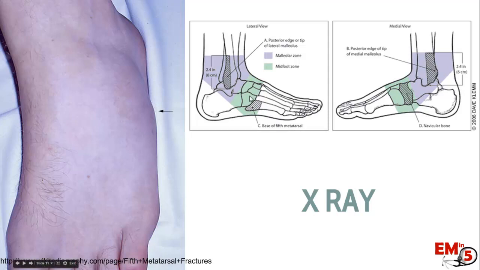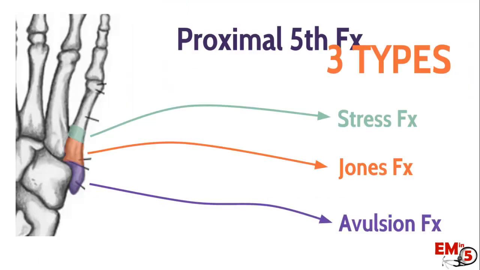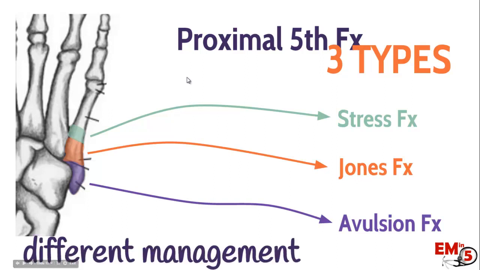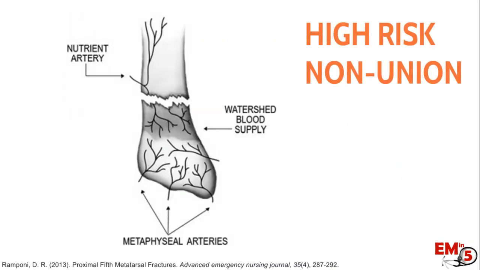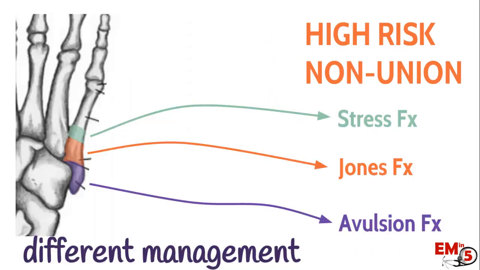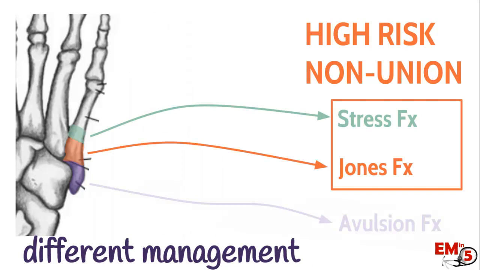That's the reason we push on the base of the fifth metatarsal there, is to decide if we need to get an x-ray. So why are we identifying these three types of fractures so close in one little part of the fifth metatarsal? Well, that's because there's different management. These are at high risk of non-union because there's that watershed blood supply area, and it makes it not heal very well.